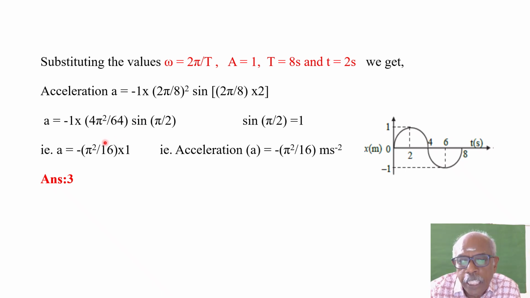See, once again I am telling, a is the acceleration which you are asked to find out, is equal to minus 1 into 4 pi square divided by 64 into sin pi by 2. What does it mean by pi by 2? 90 degree. What is sin 90? 1. Okay. So pi square by 16 into sin 90 is 1. So that is equal to minus pi square by 16. So option 3 is the right answer. Option 3 is the right answer.